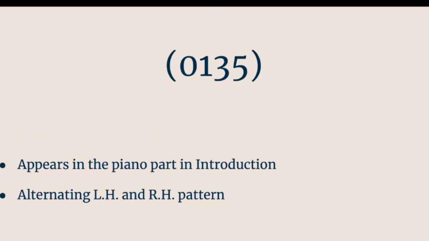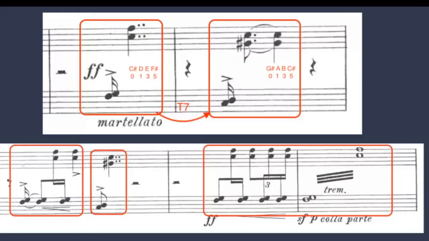First, let's delve into the prime form 0135. It is located in the piano part in an alternating fashion between the left hand and the right hand. The oscillation between both hands intensifies, from simple dotted rhythms to tremolo playing.